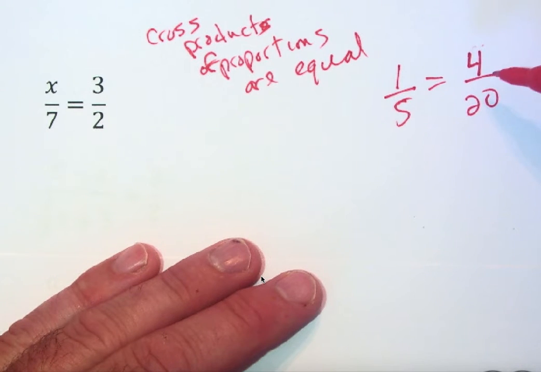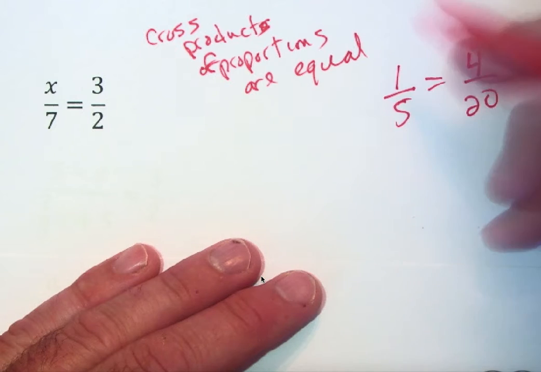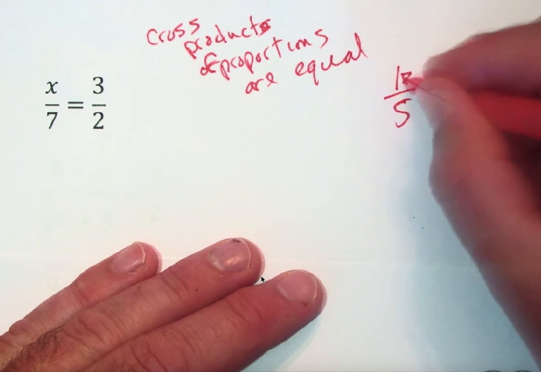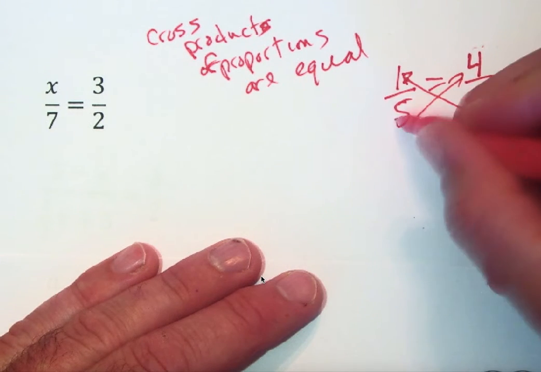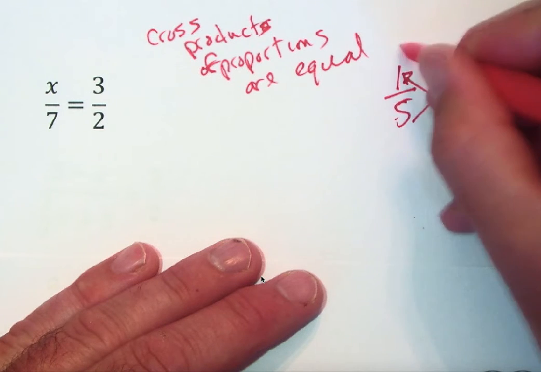1/5 is equal to 4/20. These are equal proportions. And if we cross products, 5 times 4 is 20, and 20 times 1 is 20.